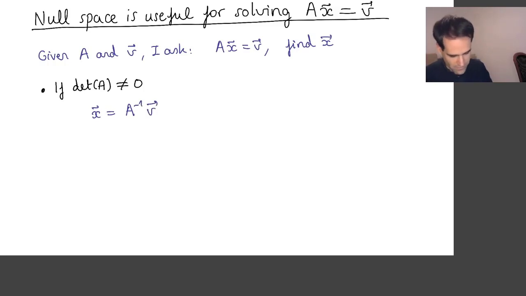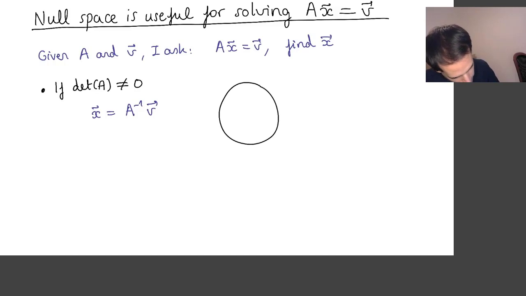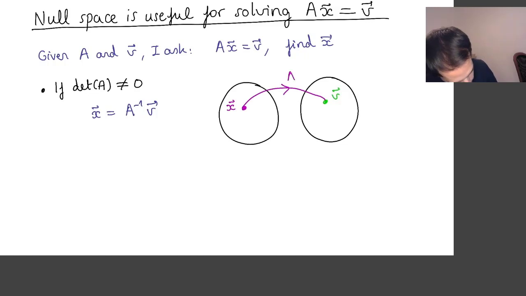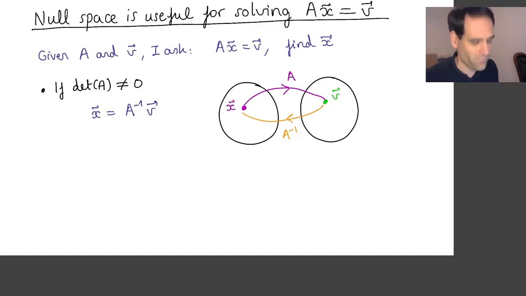Right? And that makes perfect sense because you have your input space, you know what V is, and you know that X takes you to V if you apply the transformation A. But the inverse transformation brings you back from V to X. Yeah? So this is a very simple answer, very easy.